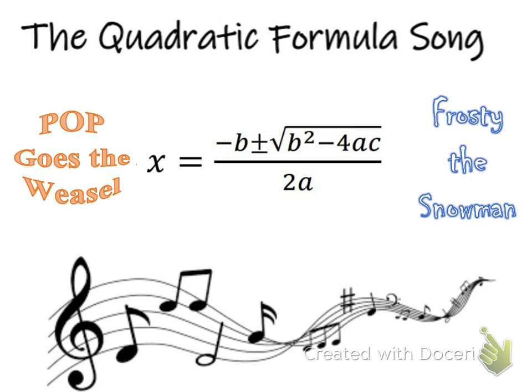So we could also do Frosty the Snowman if you prefer. Maybe that's more apropos given how cold it is outside. And it is the opposite of b plus or minus the square root of b squared minus 4ac all divided by 2a.